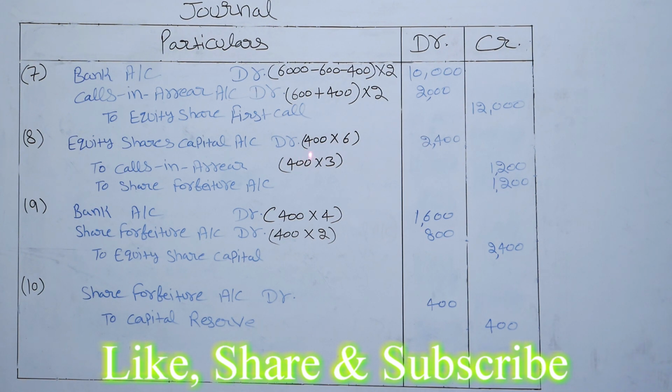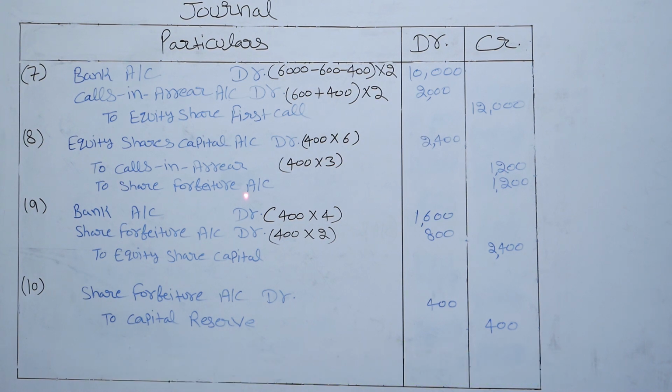So here number of share forfeited 400, which is mentioned in the question, into called up. Called up value is 6 rupees, which is also mentioned in the question. So 400 into 6, then we get 2400. To calls in arrear. So number of share forfeited 400 into 3 rupees, then we get 1200. To share forfeiture account. In this, so balancing figure value we will consider in this. So 2400 is the total, minus 1200, then we get balancing figure 1200 rupees.